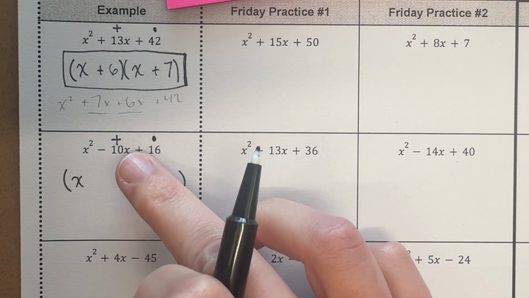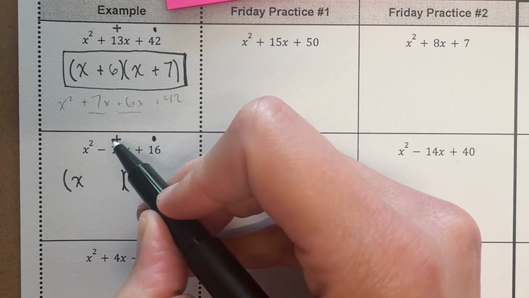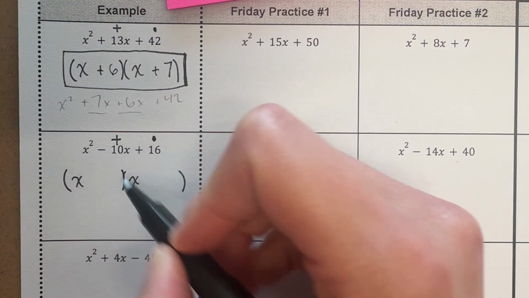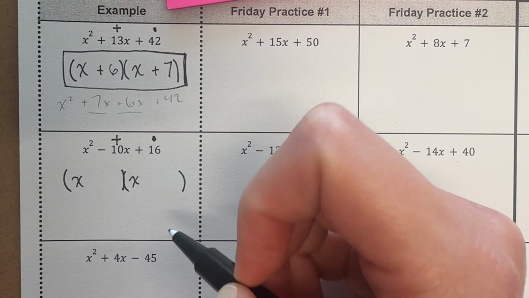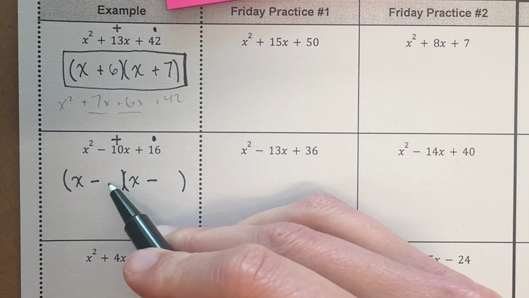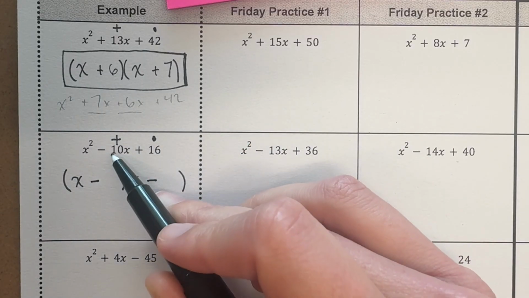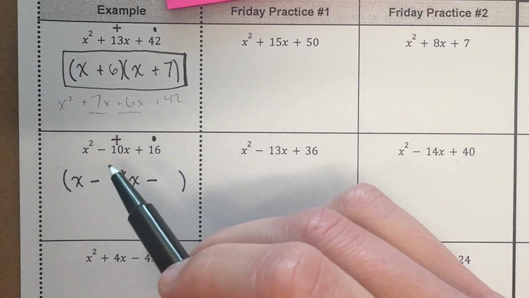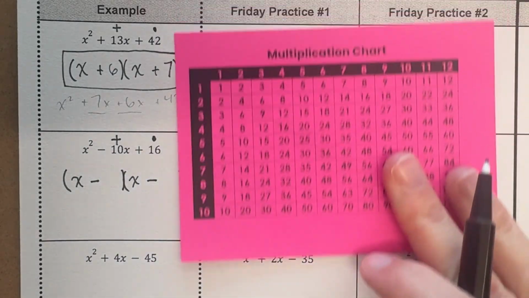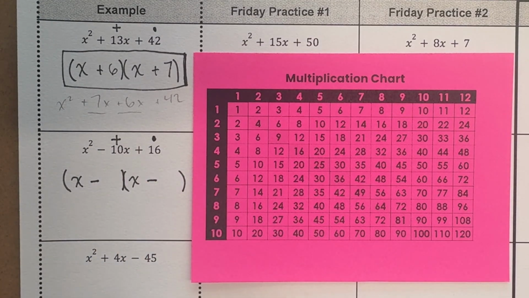This time I need two numbers that multiply to a positive, and they add to a negative. How can two numbers multiply to a positive and add to a negative? It must be a negative times a negative. A negative times a negative is a positive, and a negative plus a negative is a negative. This time, in terms of the numbers, I'm still looking for two numbers that multiply to 16 and add to 10, but this time they're both going to be negative.